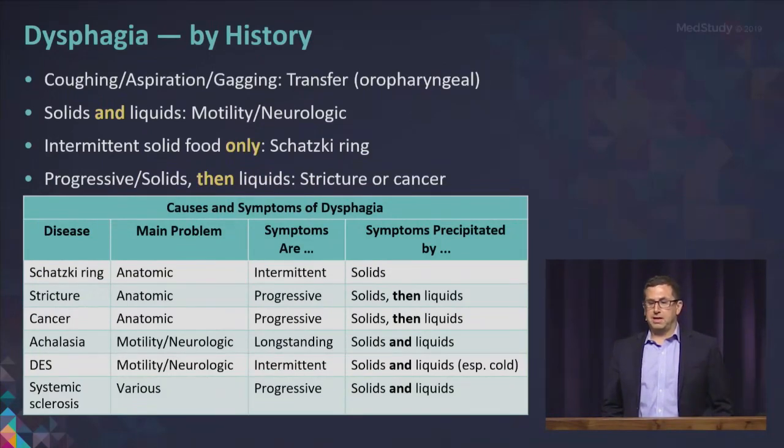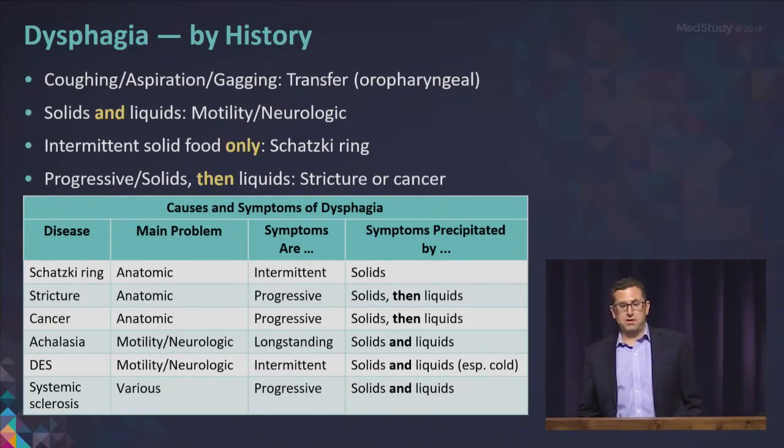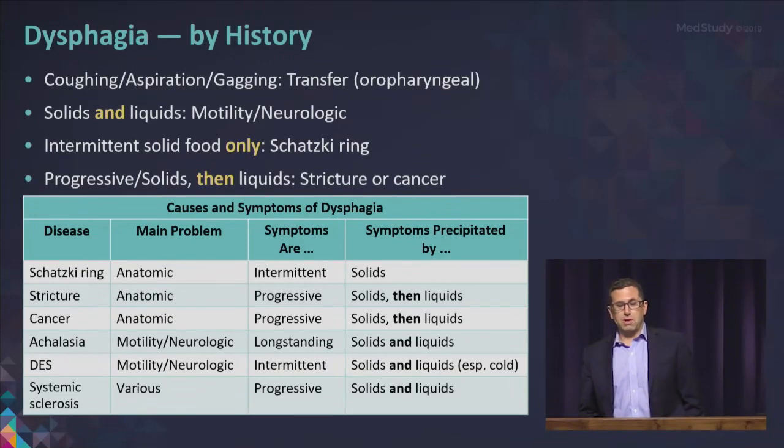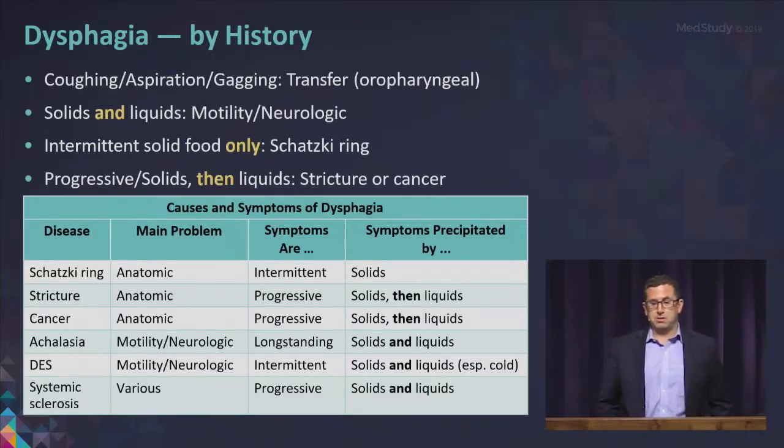If you see coughing and gagging and things like that, it's really consistent with oropharyngeal or transfer dysphagia. If patients have solid food dysphagia and liquid dysphagia, then generally that's going to be a motility or a neurologic issue. If they have intermittent solid food dysphagia, that's really consistent with the Schatzki's ring. People in that case could get meat stuck and then be fine for a few months, then have it happen again. If the dysphagia is progressive, starting with solids and then liquids, it implies that there's something in the esophagus that's progressively narrowing, and that would be consistent with a peptic stricture or cancer.